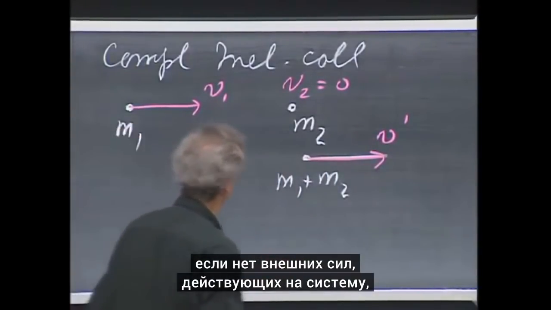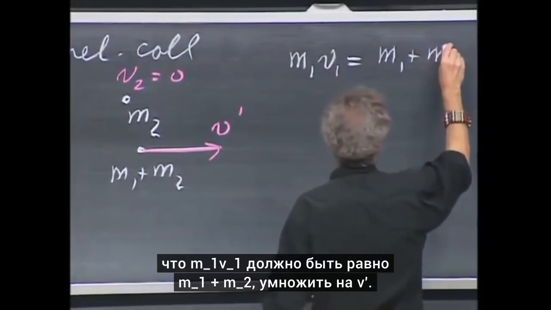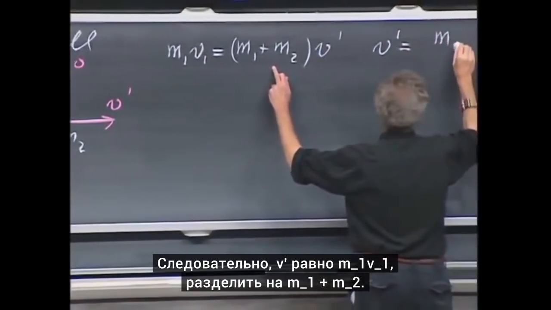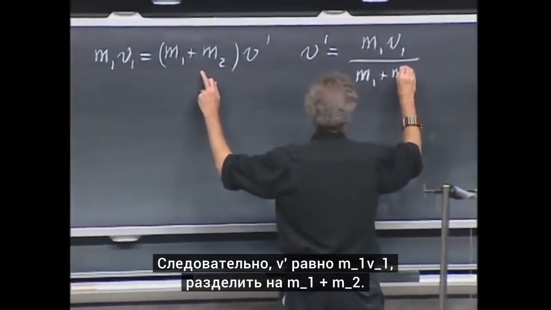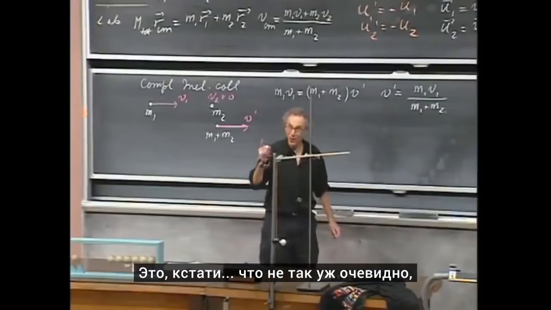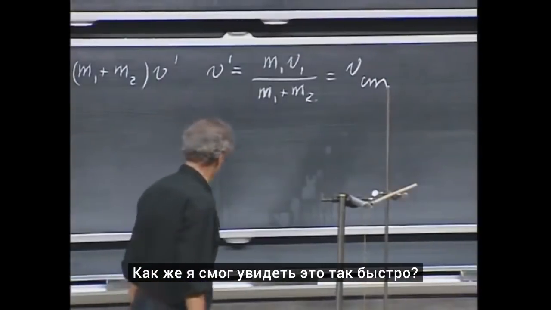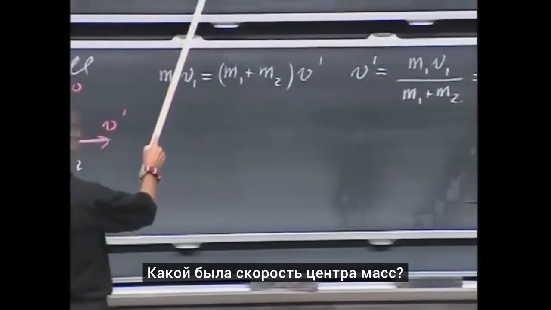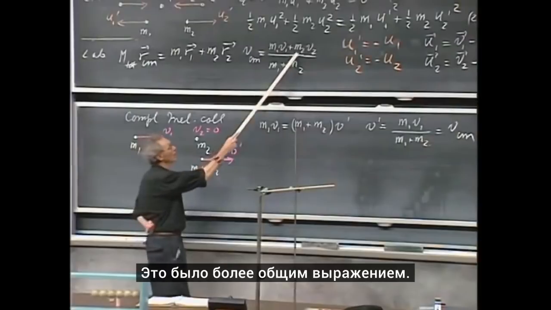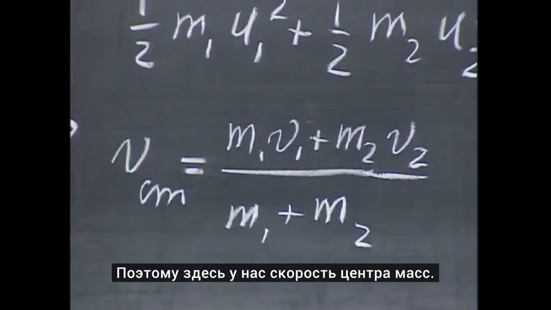Momentum is conserved if there is no net external force on the system, and so I can write down that M1 V1 must be M1 plus M2 times V prime, and so V prime equals M1 V1 divided by M1 plus M2. That's a very simple calculation. This, by the way, which is not so obvious, is also the velocity of the center of mass. And how can I see that so quickly? Well, what was the velocity of the center of mass? Here you have it. This was in general, not for the case that V2 was zero. Make V2 zero, and you see exactly the same result. So this must be the velocity of the center of mass.